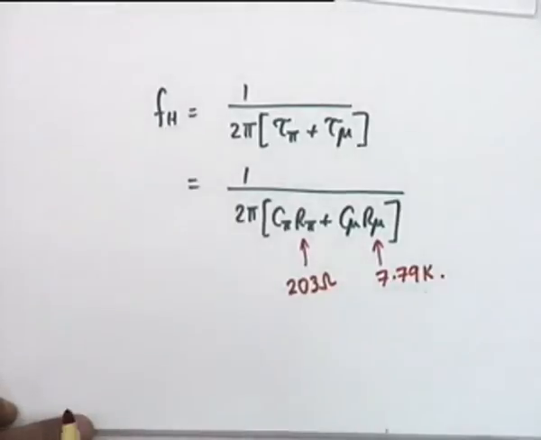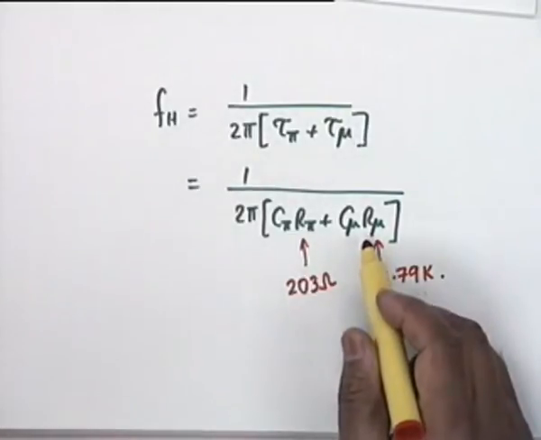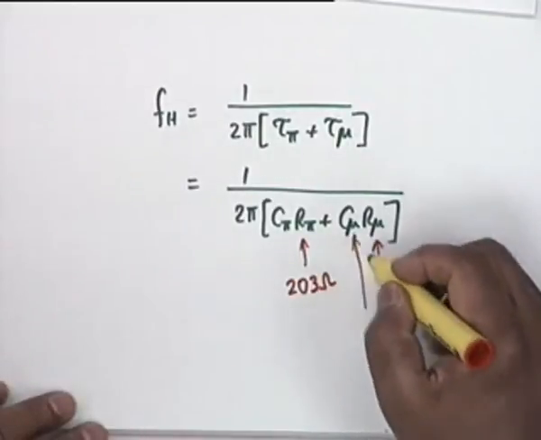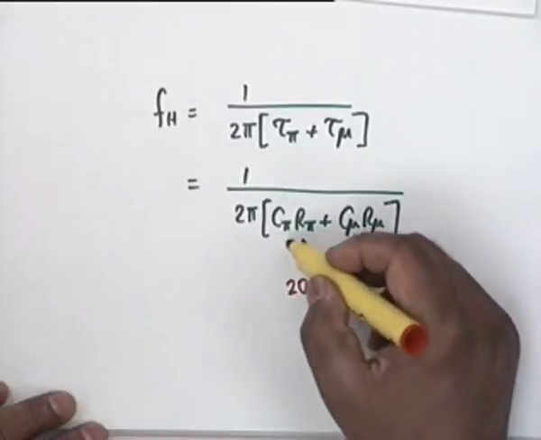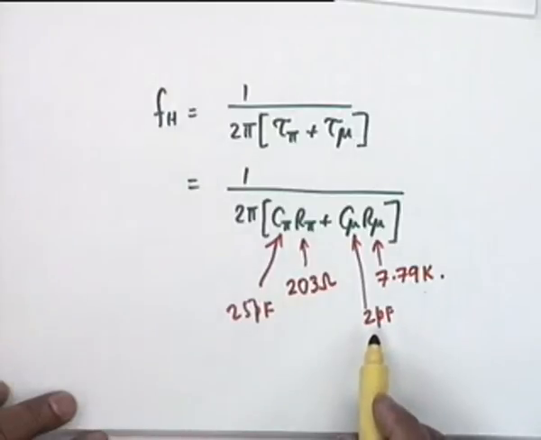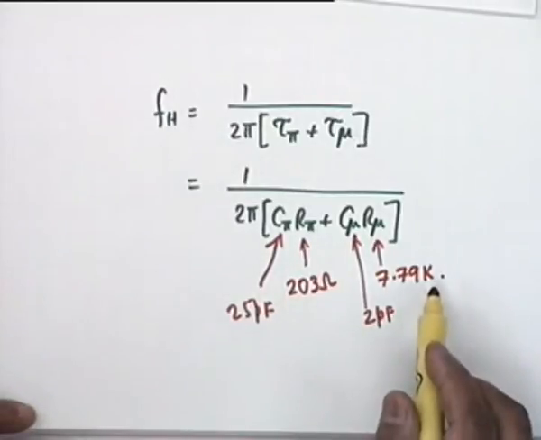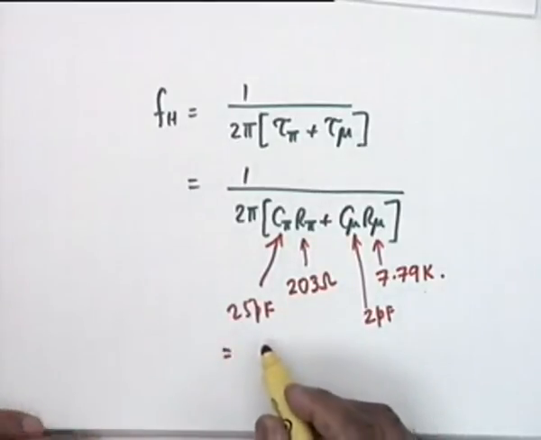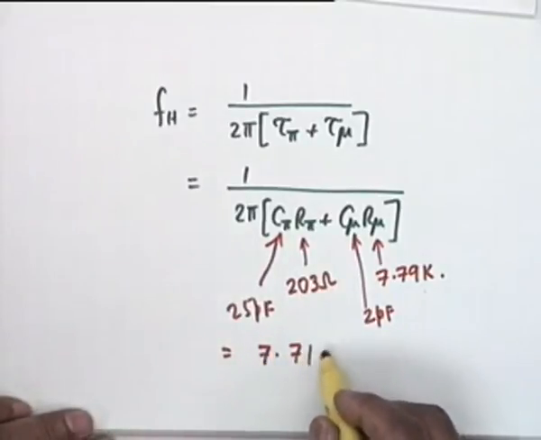Once again, who dominates? C mu is a small quantity, C pi is a large quantity. What is C mu? It was 2 pF and C pi was 25 pF. Even then you see, even then this dominates. Isn't that right? But nevertheless the result comes as 7.71 megahertz.